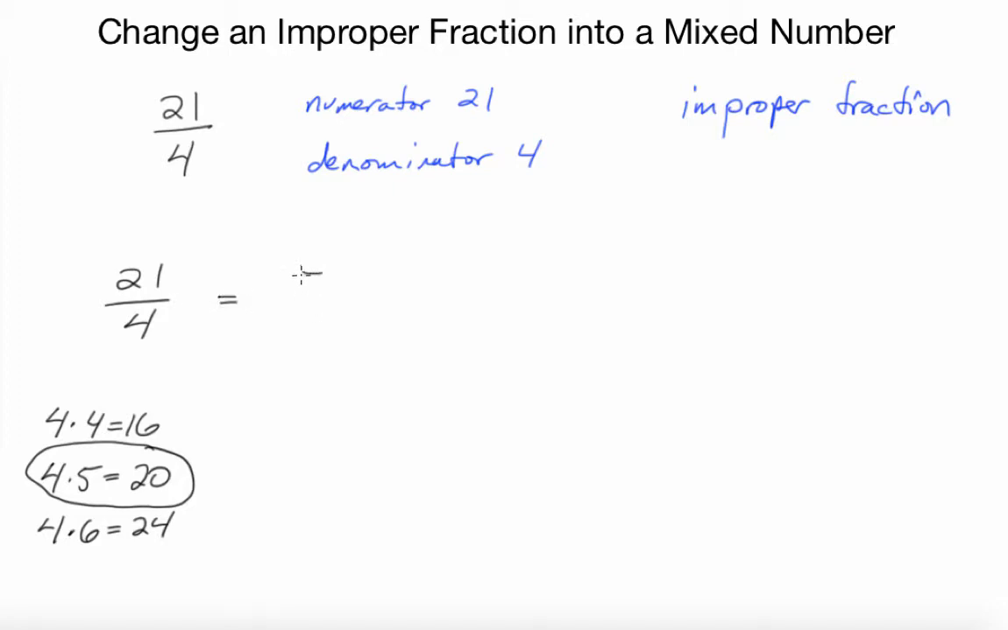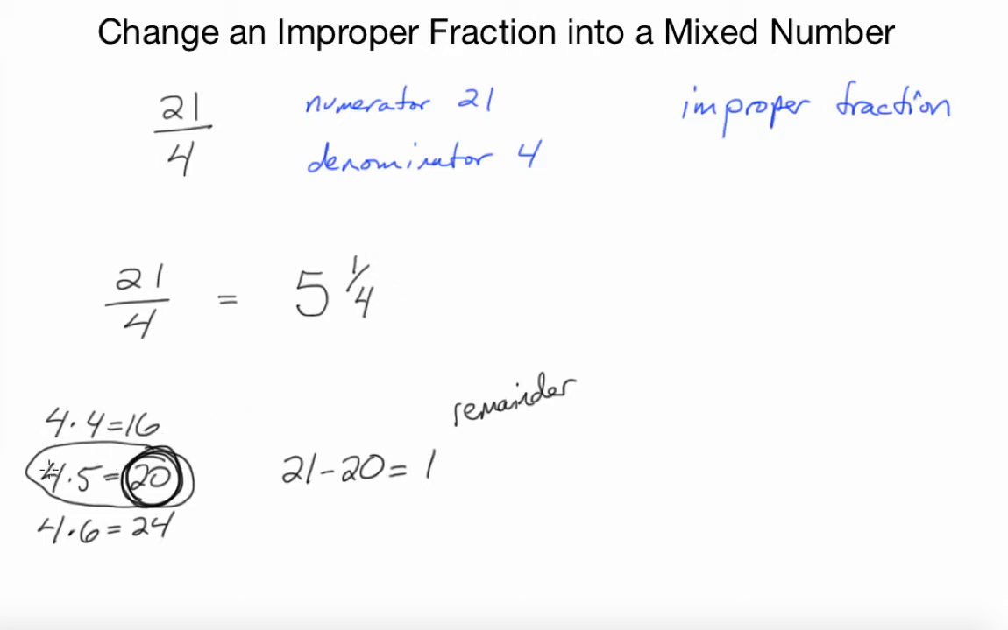So 4 goes into 21 5 times. But then you also need to find out, was there a fraction left over? 4 doesn't go into 21 perfectly. It goes in to make 20, but my numerator is 21. So there's a remainder left, right? There's actually a remainder of 1. So 4 goes into 20 5 times perfectly, but then there's this 1 left over that's still being divided by 4. So 21 over 4 is the same as 5 and 1/4. We just wrote it as a mixed number.